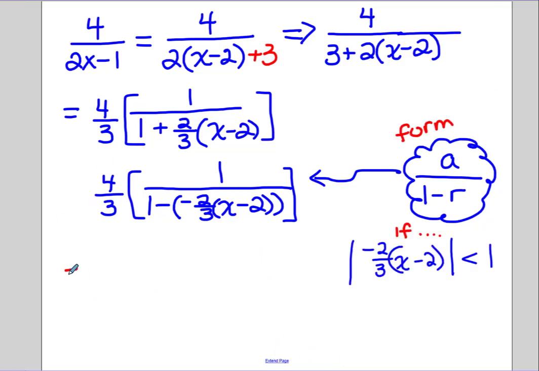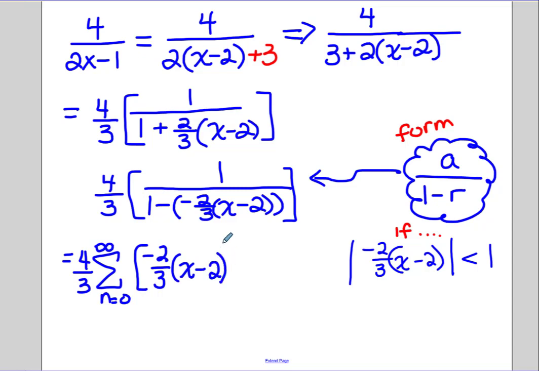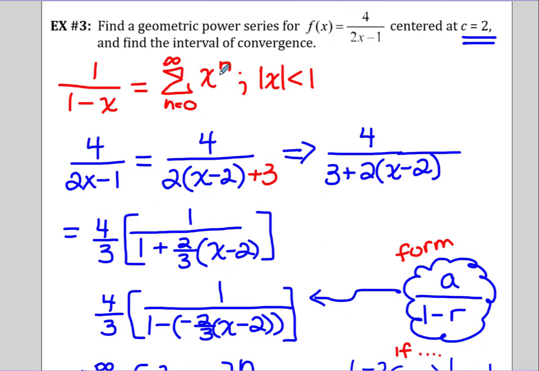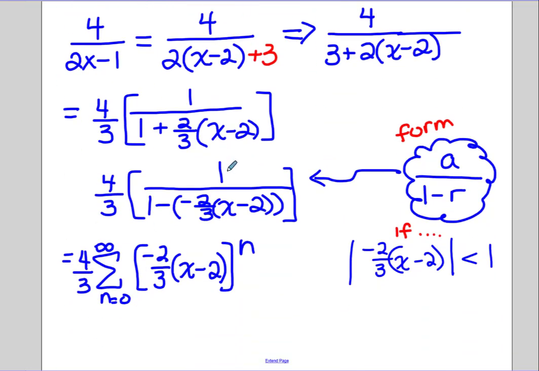And setting that up as a summation, we could have 4/3 times the summation from 0 to infinity of negative 2/3 times x minus 2, to the n power. So we're using this formula, x to the n power. Our a is 1. Our ratio, or x value, is negative 2/3 times x minus 2. So we're centered at 2.